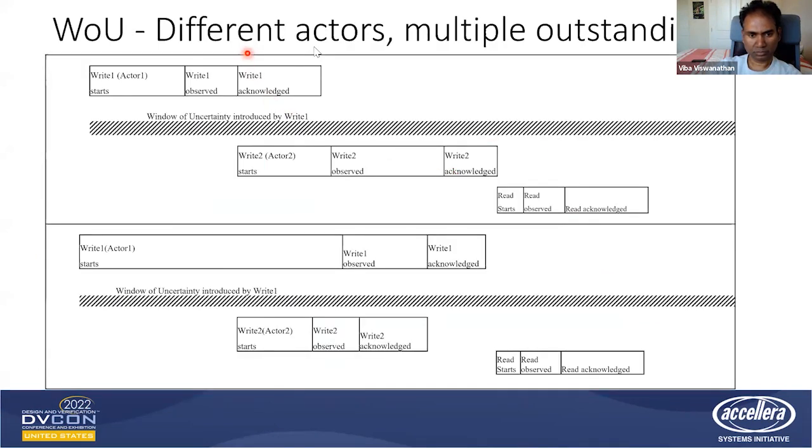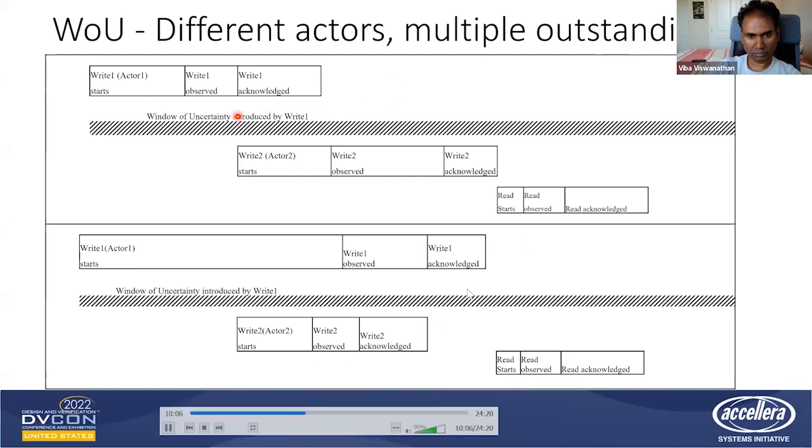Now, let us switch to looking at the window of uncertainty for different actors when there are multiple outstanding. How does the end of the window of uncertainty change for two writes issued by two different actors to the same memory location? This slide talks to the difficulty in determining the end of the window of uncertainty for two different actors when there are two or more outstanding transactions.